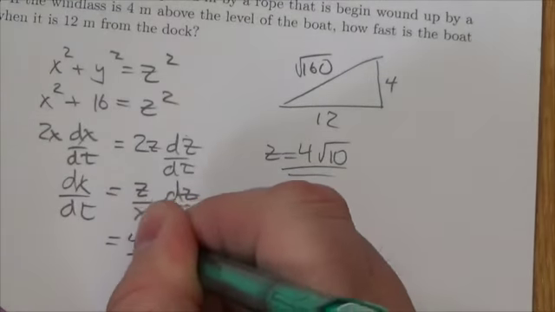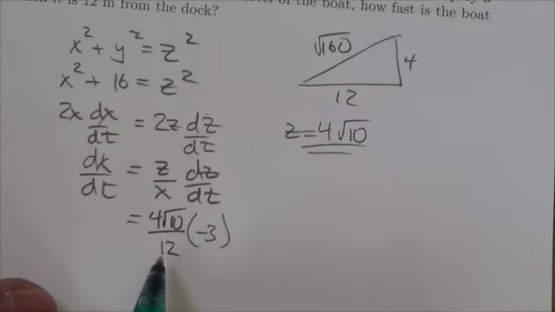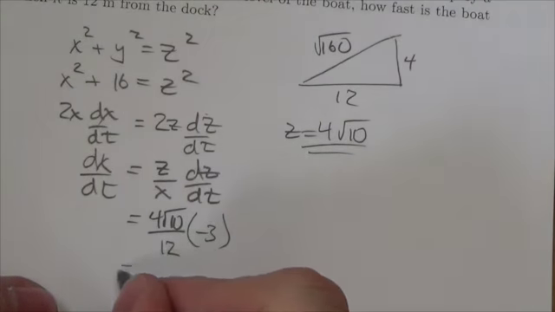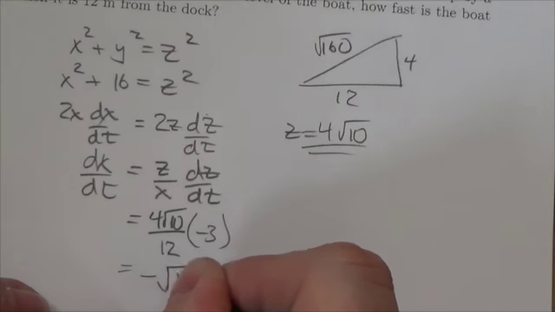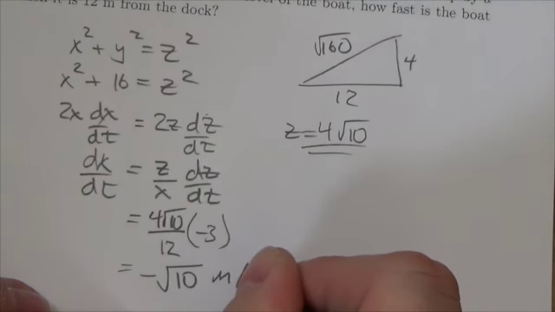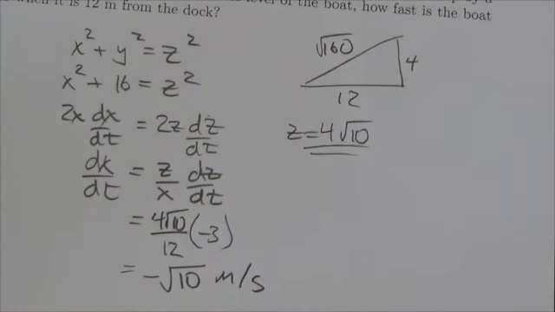So this will be 4 root 10 over 12 times -3. This works out beautifully because the 4 over the 12 will give me a 3 in the denominator. The 3's will cancel. So I'm left with simply -√10 meters per second. That's the answer we're looking for.